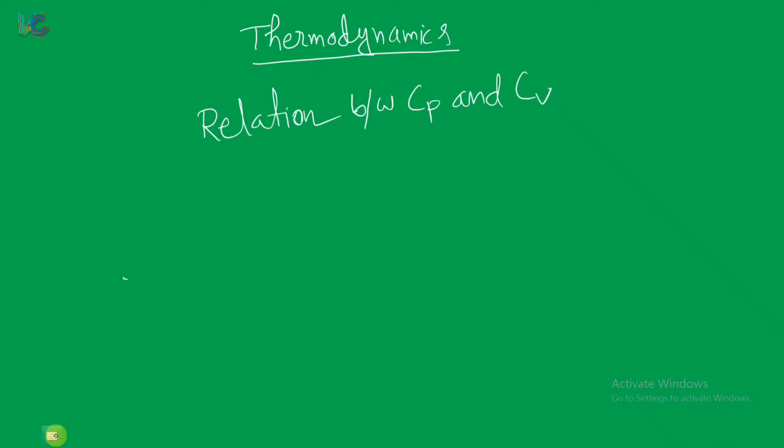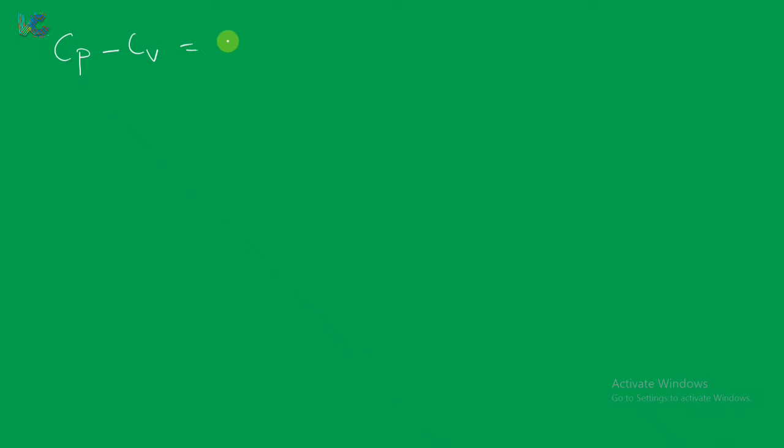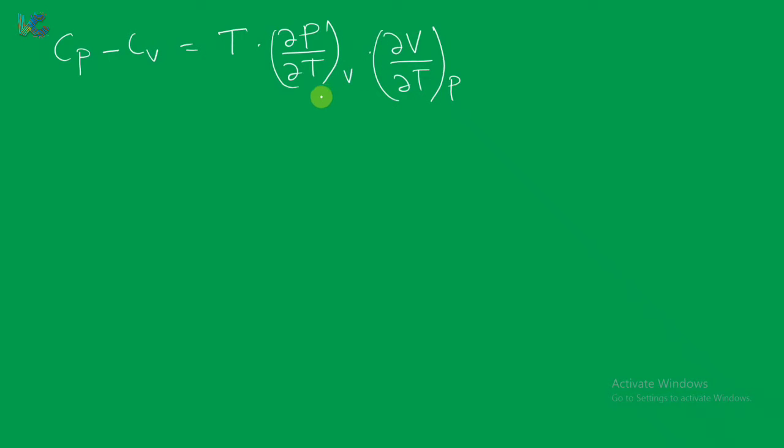In the previous class we have already proved the fundamental equation. If you write the fundamental equation, Cp minus Cv is equal to T into del P del T at constant V into del V del T at constant P. This is the fundamental equation we have already proved in our previous class. Now, by using this fundamental equation, we will derive some more relations between the heat capacities.